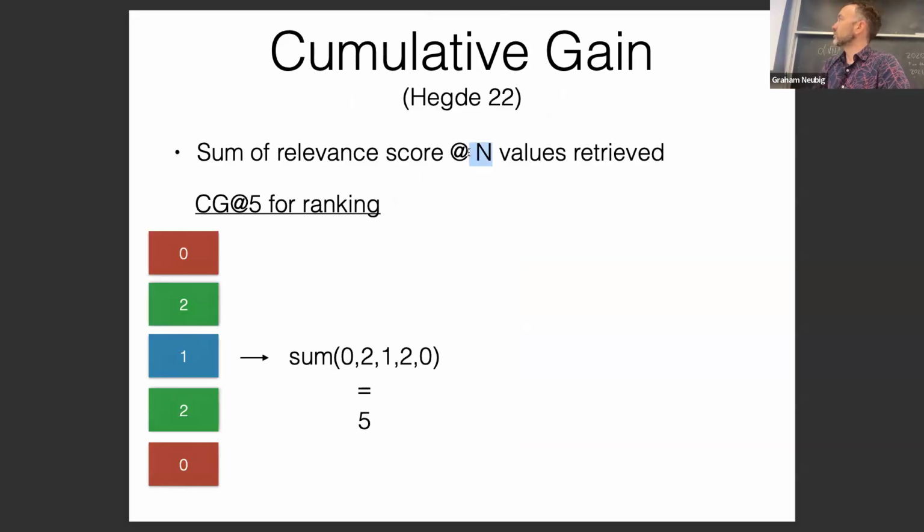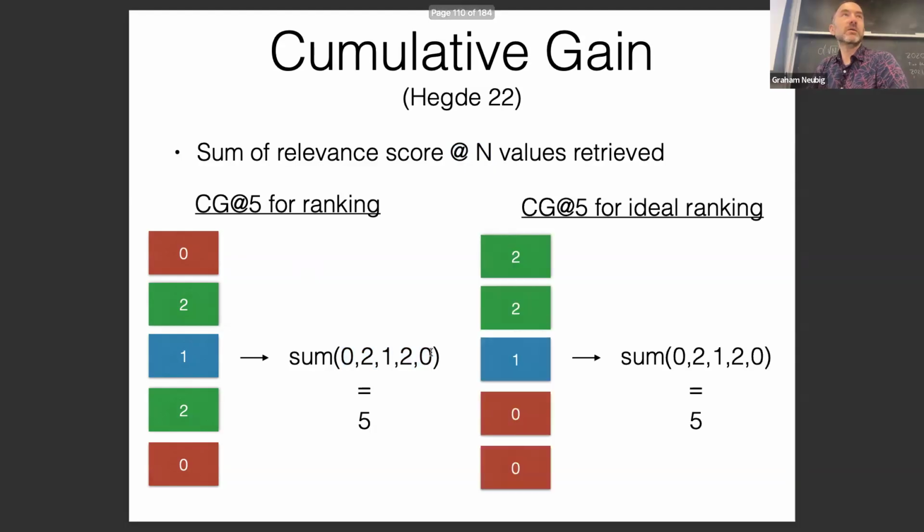Also, another thing is retrieval metrics. Often we measure them at n, which is the size of the retrieval list that you generated. So cumulative gain at 5 would be the sum of all of the relevance that we get in the top 5 retrieved results. So we might get, for this, 2 + 1 + 2, so we would get 5.